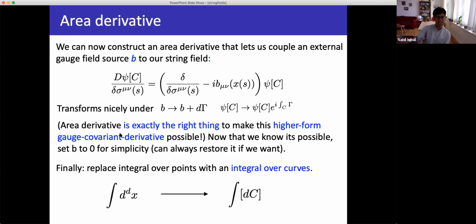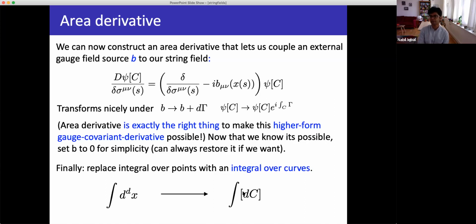It's kind of cute because this area derivative, which was understood quite a long time before this higher form global symmetry stuff, is exactly the right thing to make this possible. So now that we know it's possible, I'm going to set B to 0, but we can always put it back if we want to, through this sort of minimal coupling, now that we know we can do it.